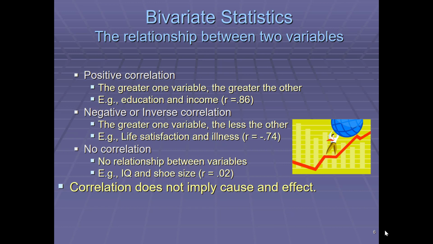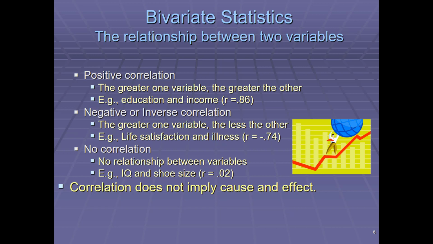When you have no correlation, that means that there's no relationship between the variables. For example, IQ and shoe size. So let's say you ran a correlation on people's IQ and their shoe size, and you got an R of 0.02. There's no correlation. And the reason you would know there's no correlation is because you got a 0.0, right?